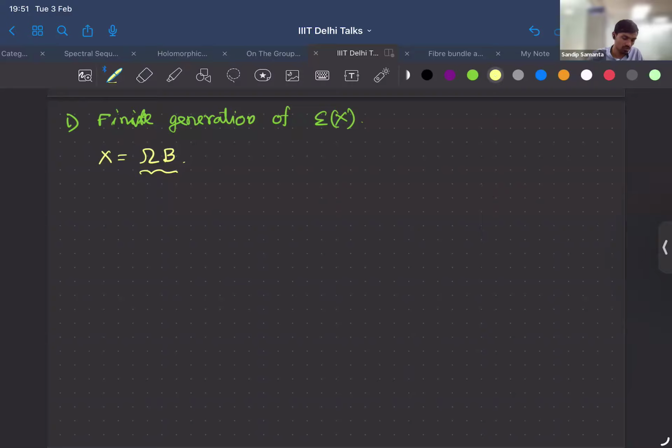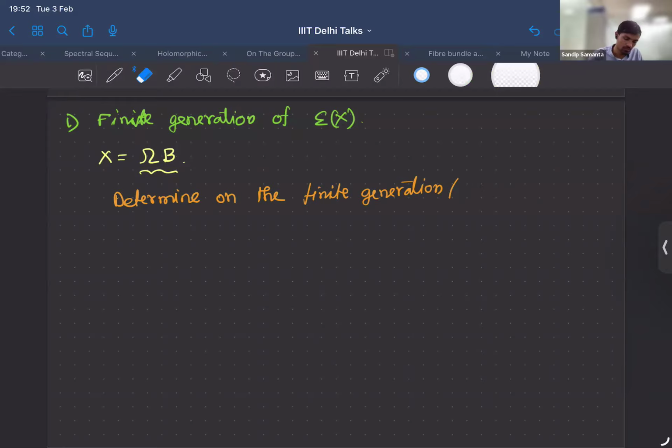So many such questions can be handled once we have some computation tool, or if we have some finite generation or finitely presented notions for these kinds of spaces. So basically the question is the determination of finite generation: whether it's generated by finitely many elements or not. So finite generation or finite presentedness.